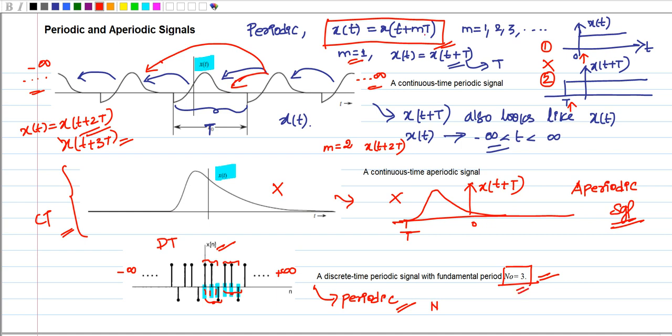In the case of a continuous time signal, T0 is the smallest fundamental period. If the signal is periodic with T, then it is also periodic with 2T, 3T, 4T, and so on. Therefore T is the fundamental period. In the discrete time case we consider the n value, the sample value.